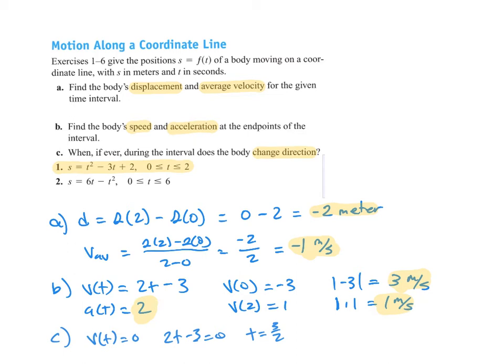Now here's how you figure out if you've changed direction or not. You have to take a look at what happened before 1.5 and what happened after 1.5. And we've already done that because, take a look right here, we computed the velocity at 0 to be negative, meaning it was going backwards. And then at 2, it was positive. So the velocity went from negative before 1.5 seconds, and it was positive after 1.5 seconds. So it did change direction at that point. So at 1.5 seconds, the body changes direction.